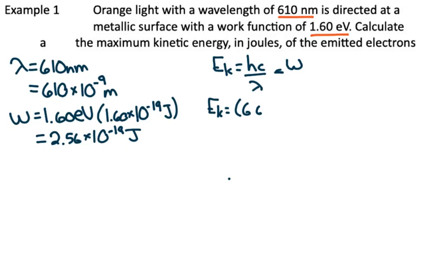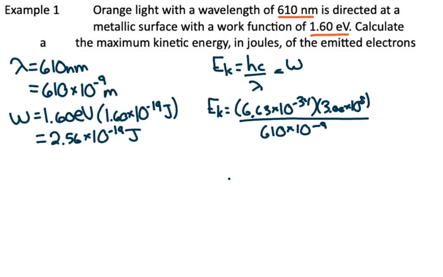H, 6.63 times 10 to the minus 34. C, 3.00 times 10 to the 8 meters per second. Lambda we just found, it's in the question, 610 times 10 to the minus 9 meters. Subtract the work function, 2.56 times 10 to the minus 19 joules.